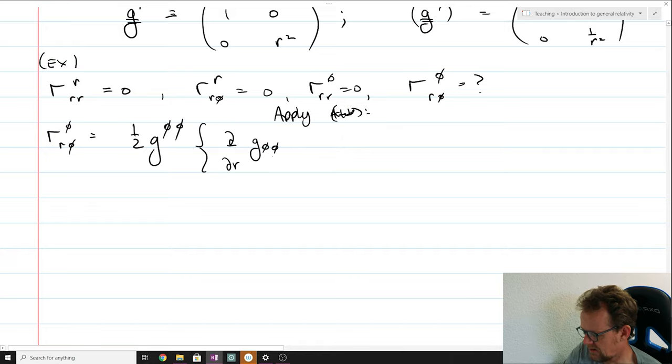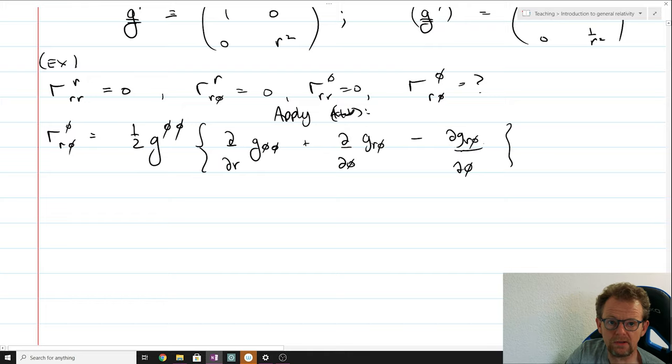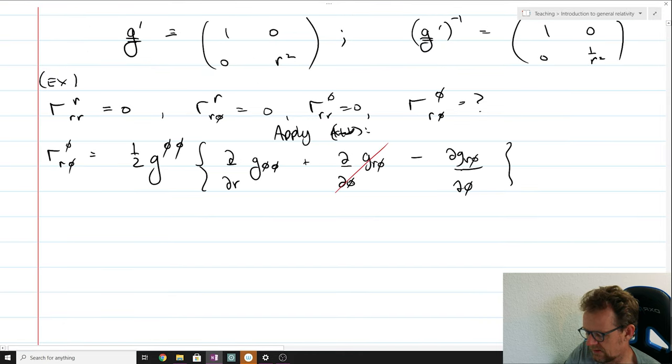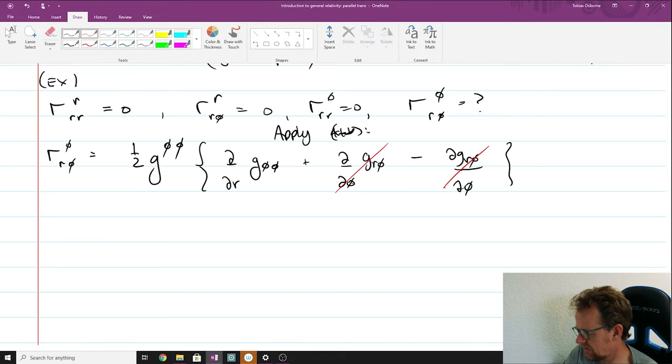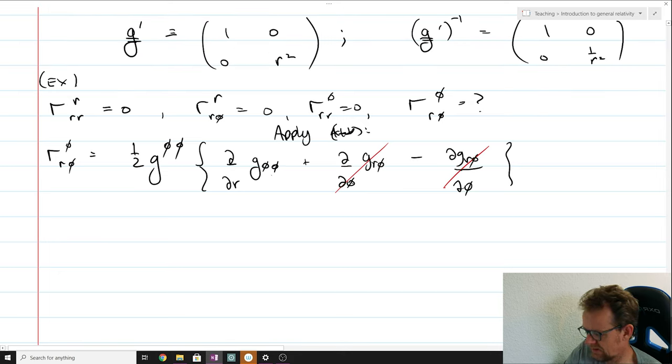So we've got ∂/∂r g_φφ plus ∂/∂φ g_rφ minus ∂g_rφ/∂φ. Okay, so I've just applied the formula triple star for the Christoffel symbols. Now, if you look at the metric, it has off-diagonal components zero, so they're gone. But look at this first term, that's actually not zero. So g_φφ is equal to r squared.